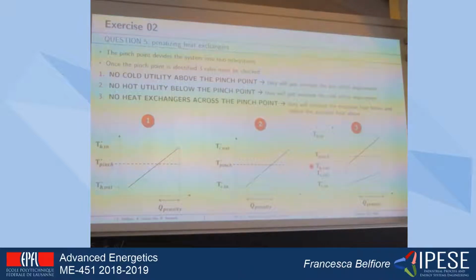And the same happens if you transfer heat between process streams from above the pinch point to below the pinch point. So in this case, for example, let's assume that this is the temperature of the pinch. You have two process streams, and this amount is exchanged between a stream above the pinch point and a stream below the pinch point. This is even worse because you will need more cold utility above the pinch point and more hot utility below the pinch point.